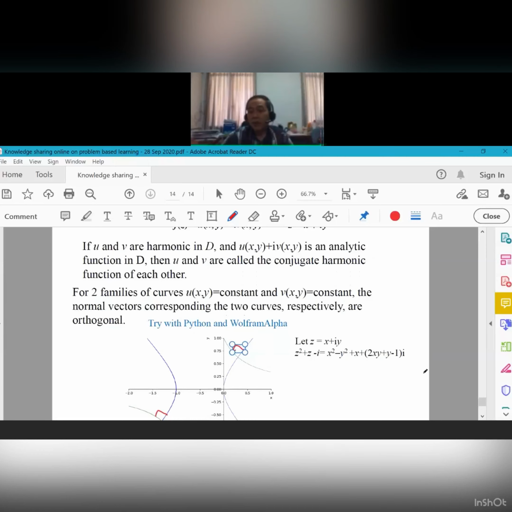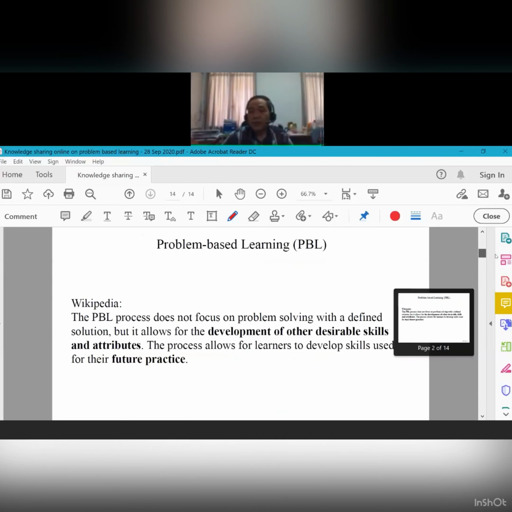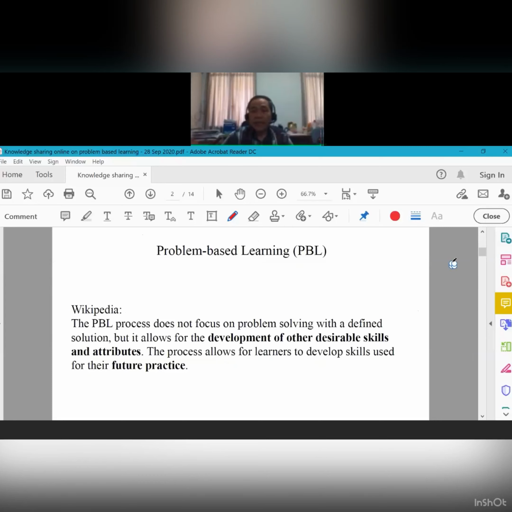So before I finish my slides, I would like to emphasize here again: what is problem-based learning? There are two keywords, the development of other desirable skills. That is why sometimes I found that when I supervise industrial training students, there are some skills they are not well equipped with. For example, Excel.